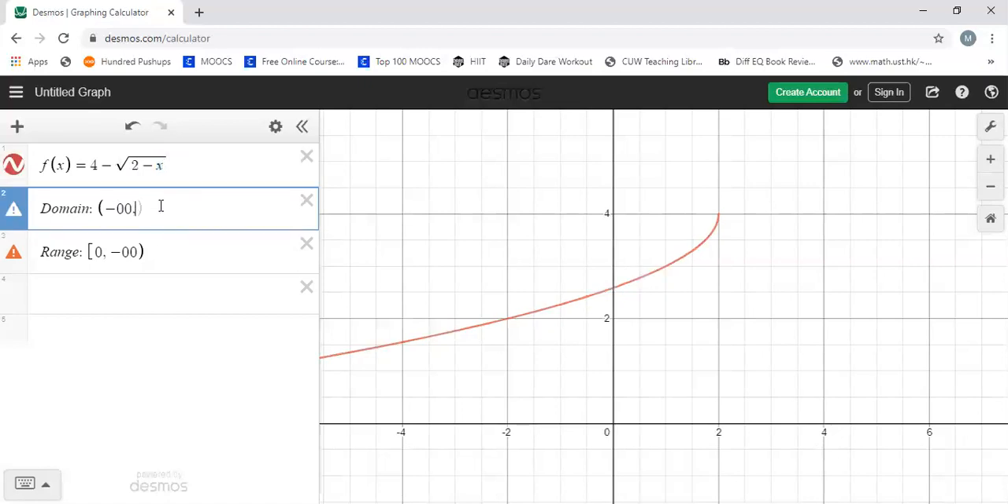Well, what's the biggest number that I can put in for x? Well, we follow the graph up, and it's this value here. The x value at this point is 2, right? The biggest I can go is 2. Can I use 2? Yes.